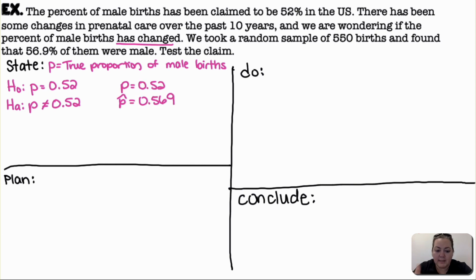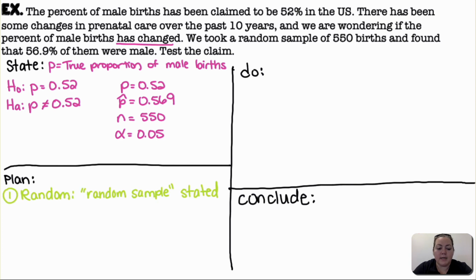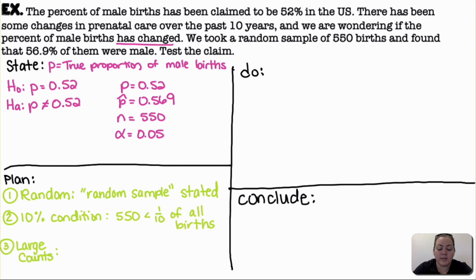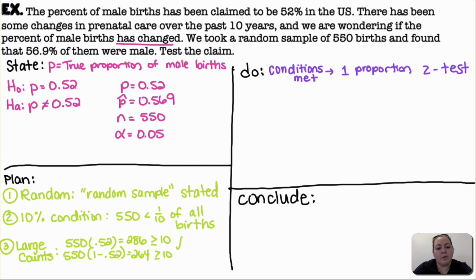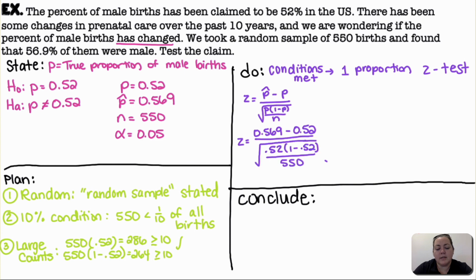P hat was 0.569. N was 550. Alpha value is 0.05. Checking my conditions, random sample was stated, 10% condition, 550 is less than 1/10 of all births. Large counts, remember I'm using p and not p hat, so 550 times 0.52 and 550 times 1 minus 0.52, both give us values greater than 10. So my conditions are met. I'm doing a 1 proportion z-test. I'm writing the general equation and then the equation with numbers plugged into it.